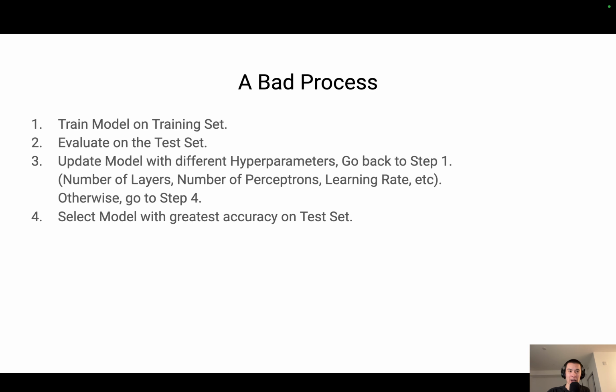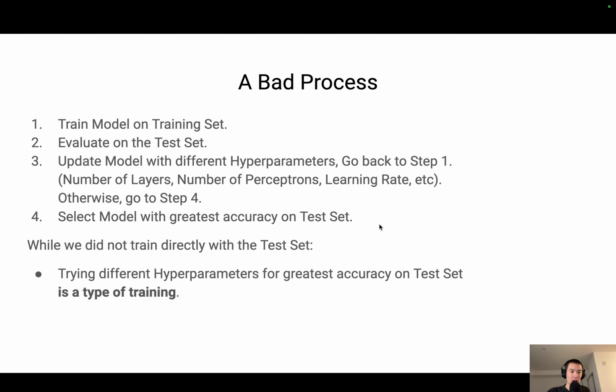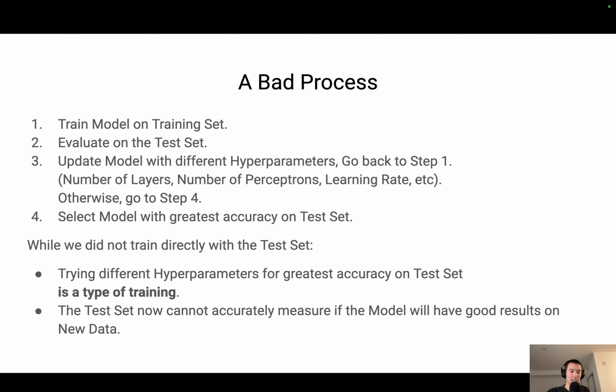Now, why is this bad? While we did not train directly with the test set, we only used the test set for evaluation. We trained on the training set. Trying different hyperparameters for greatest accuracy on test set is a type of training. So we indirectly trained with the test set. The test set becomes compromised. It becomes dirty, so to speak. So the test set now cannot accurately measure if the model will have good results on new data. Because, as I said, the test set becomes compromised and dirty.